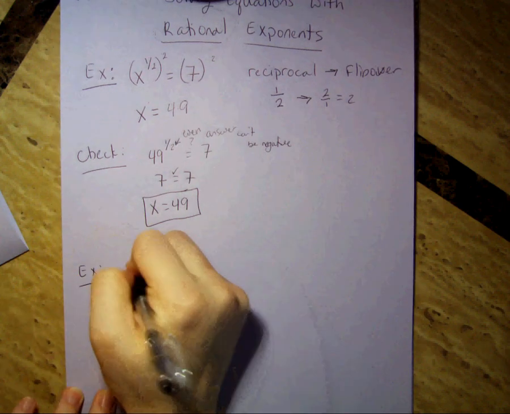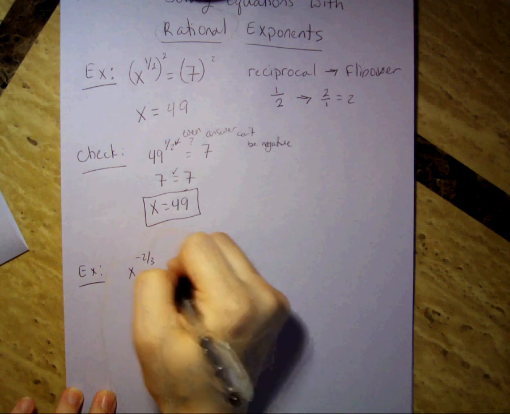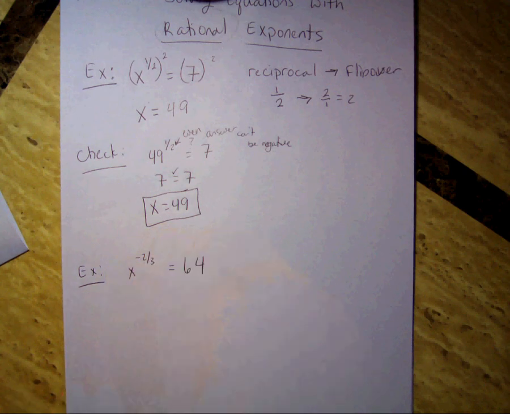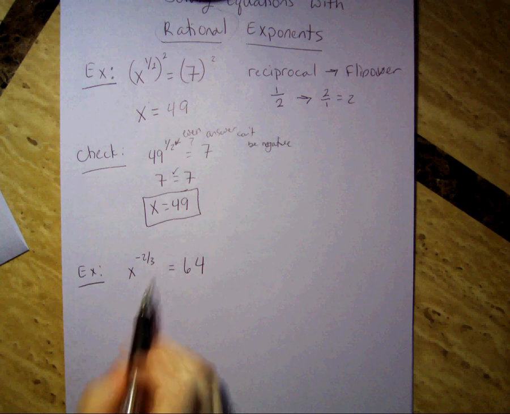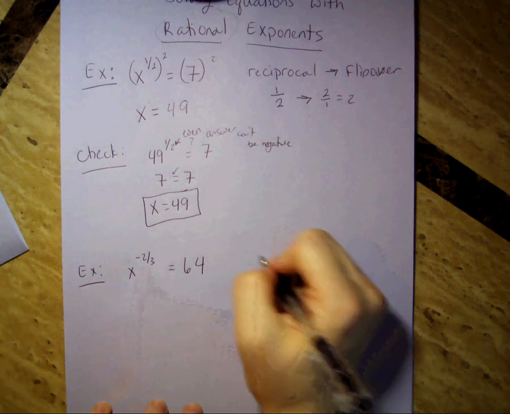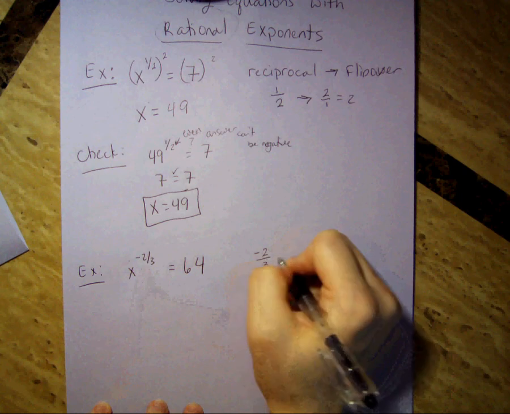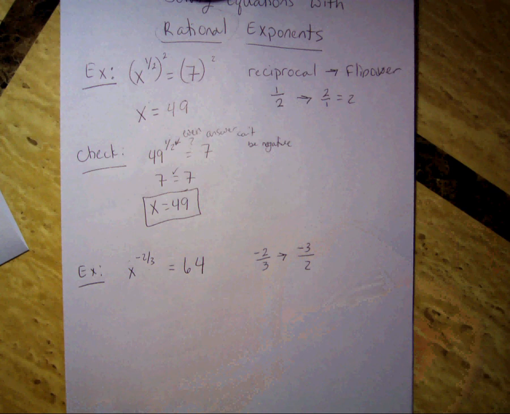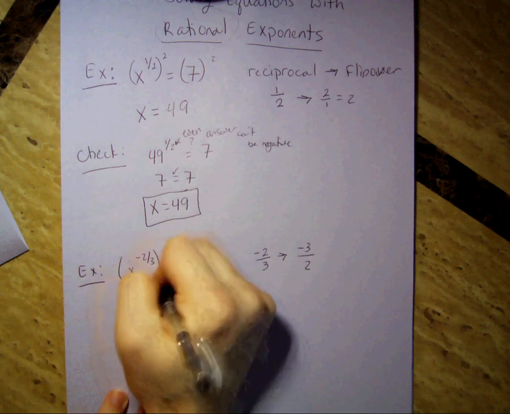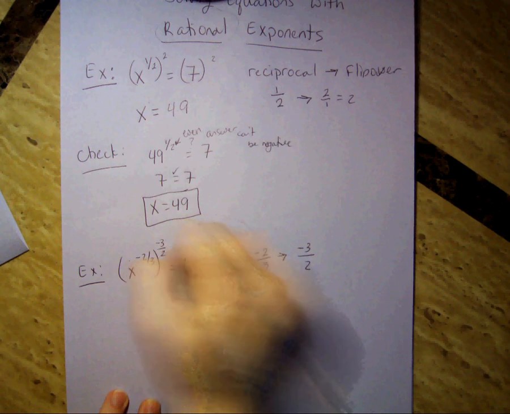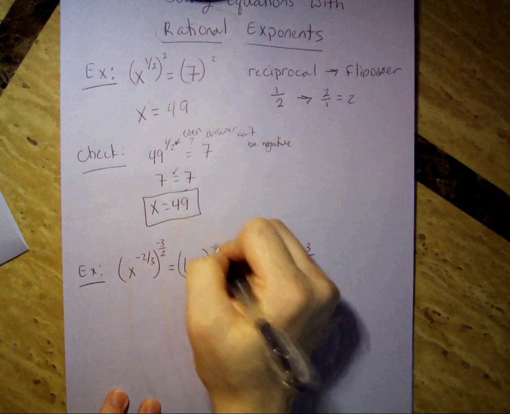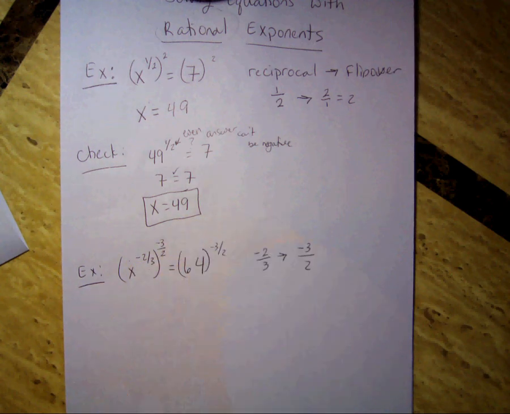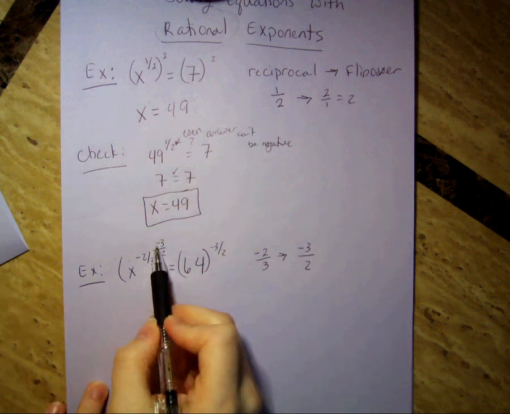Let's say I have x to the negative 2/3 power equals 64. And so same exact thing, I need to get rid of this negative 2/3. The reciprocal of negative 2 over 3 does not affect the negative, the negative stays, so I want to raise everything to the power of negative 3 over 2. So left side to the power of negative 3 over 2, and the right side to the power of negative 3 over 2.